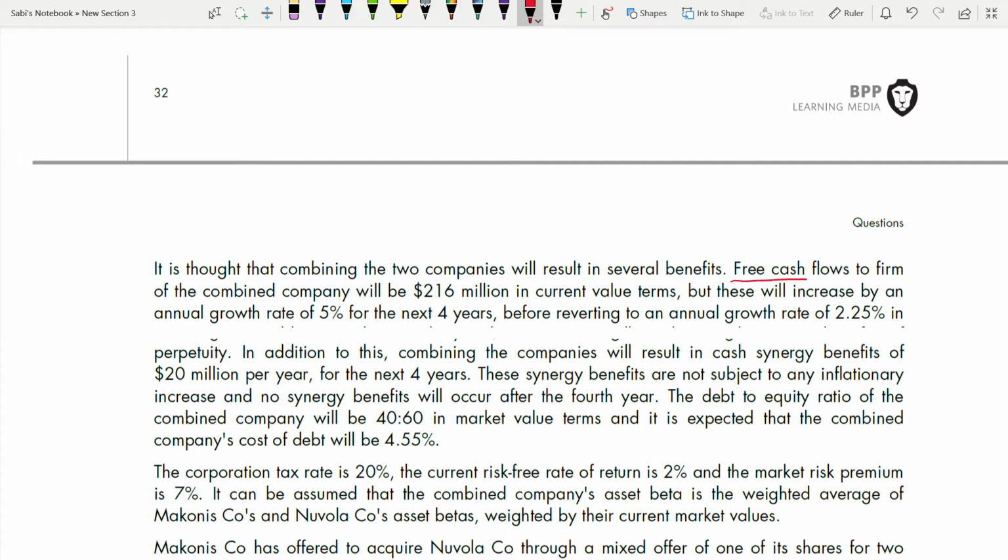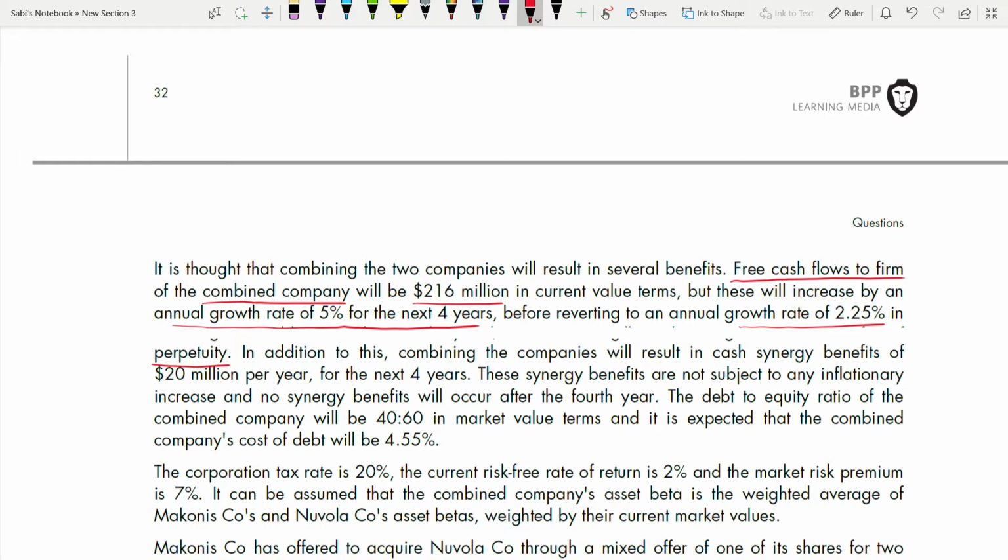So, free cash flow to firm is 216 million of the combined company. Okay, but this will increase. Annual growth rate is 5% for the next 4 years, and then annual growth rate, okay, in perpetuity.